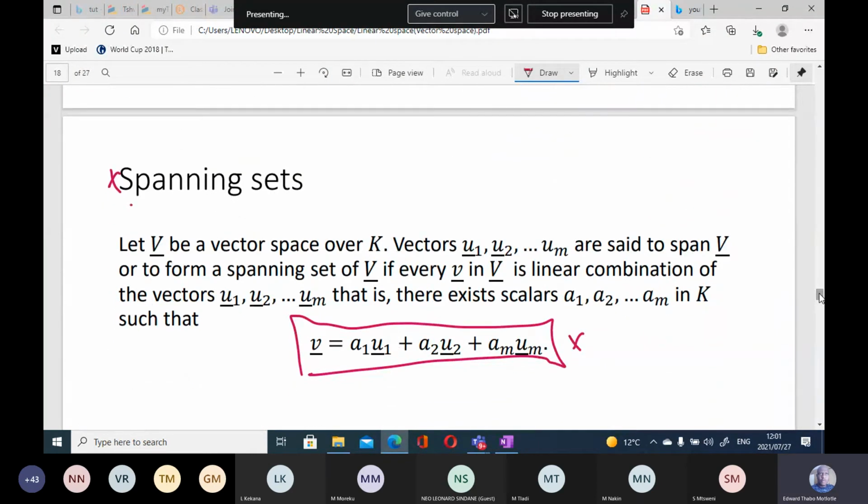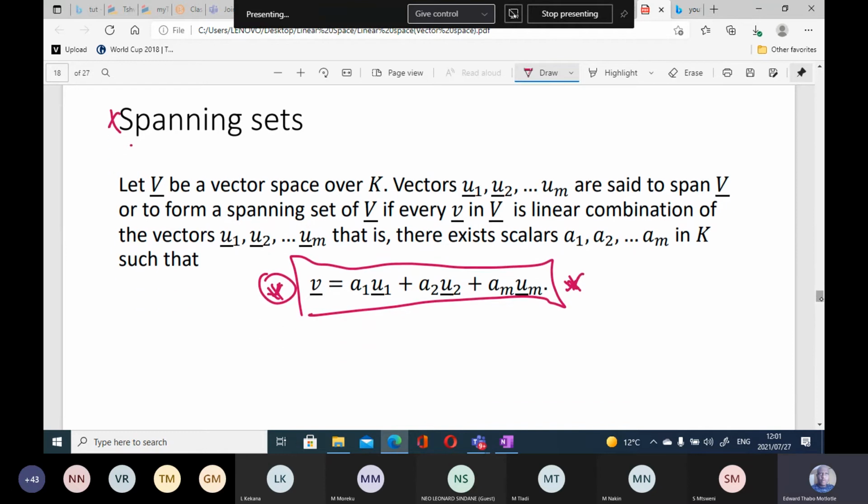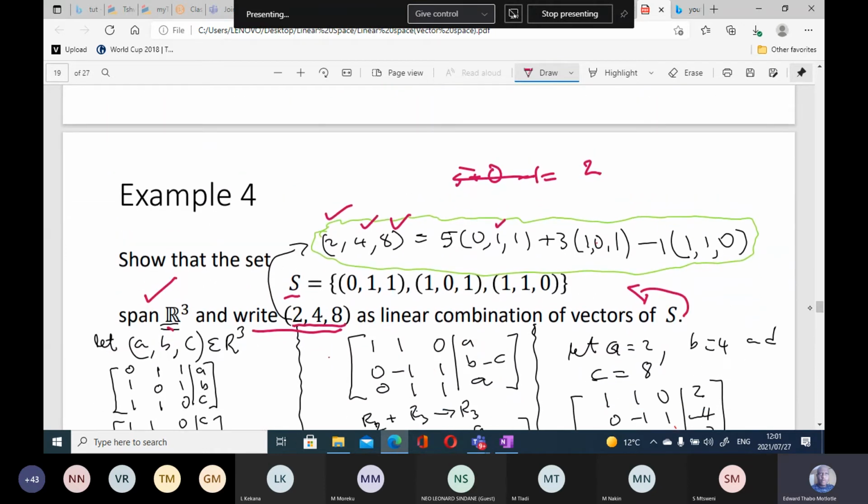Okay, now spanning sets. So if you look at this one, basically, it's related to linear. This is a linear combination. Can you see that? Okay. Now I'll explain this using an example. So here they say show that this set S spans R3 and write the vector 2, 4, 5, 8 as a linear combination of vectors of S. So somehow this span and linear combination, they are related actually. Okay, let's do this one.